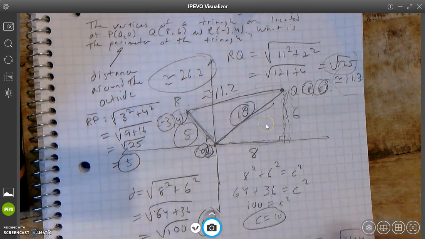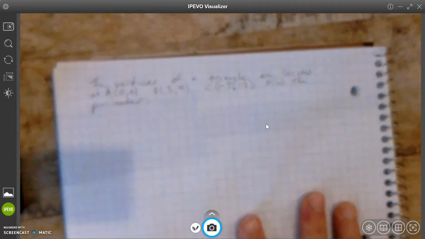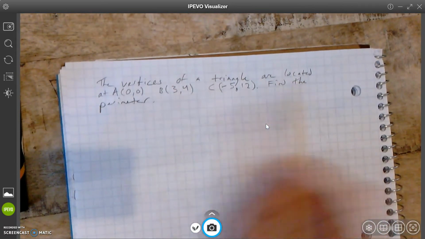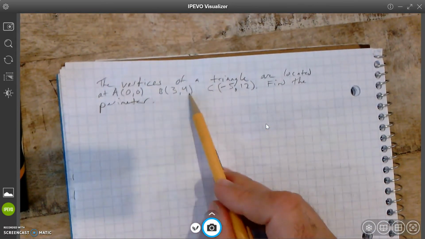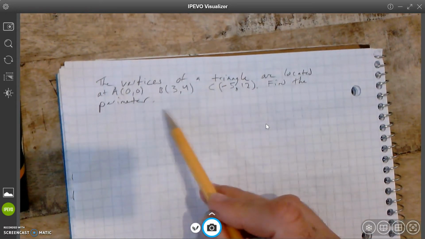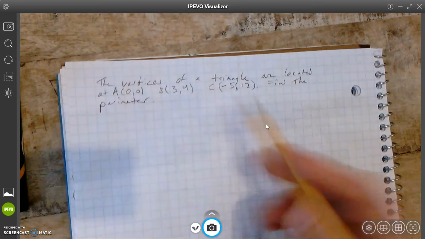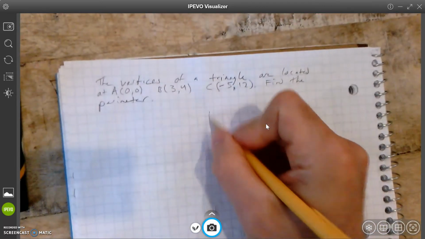Your turn. Here's one for you. All right, write this down. The vertices of a triangle are located at A (0, 0), B (3, 4), and C (negative 5, 12). Find the perimeter. Write that down. Ready, set, go. All right, let's see what you got.